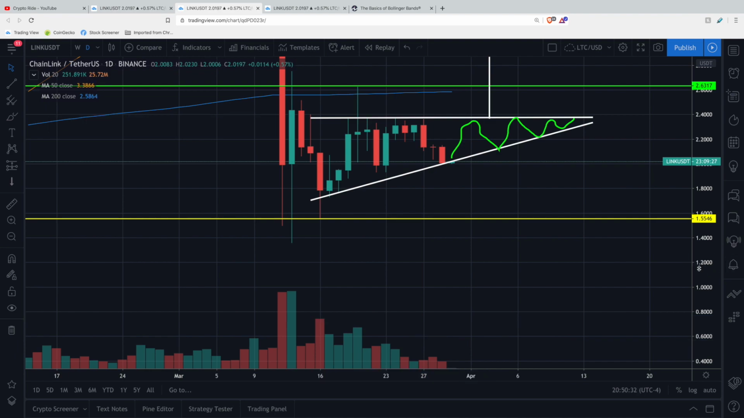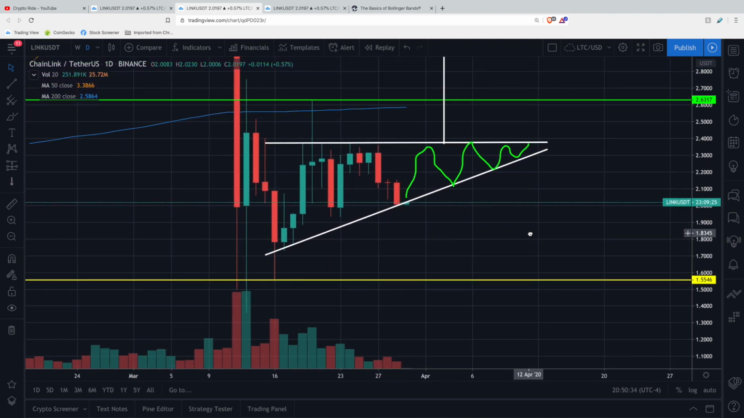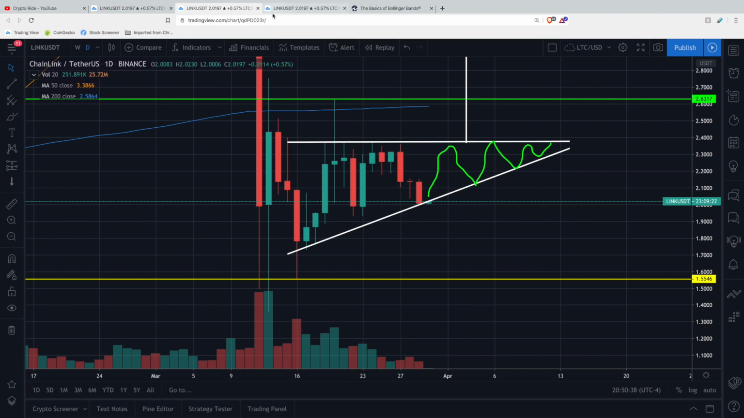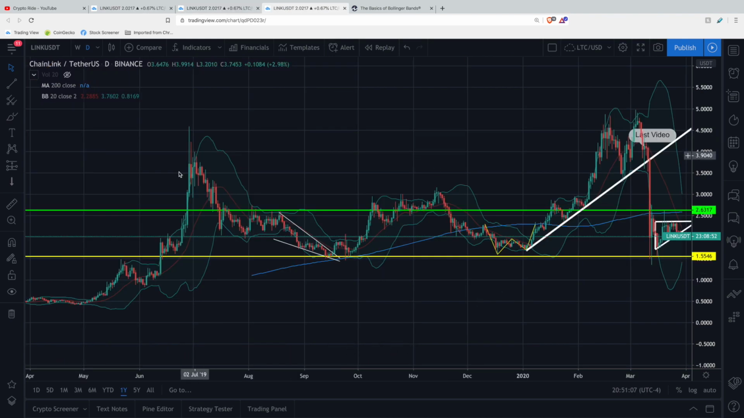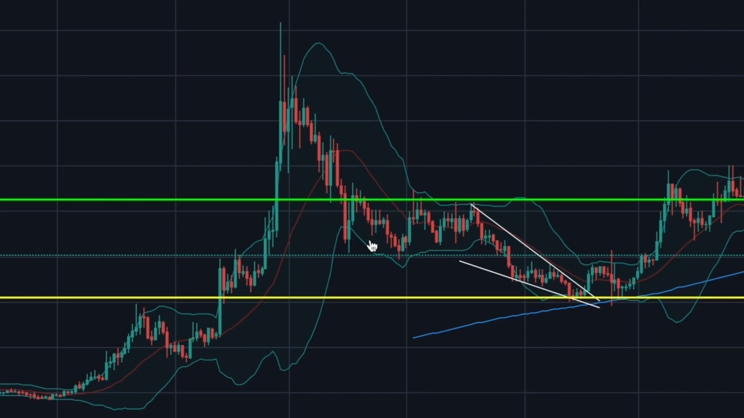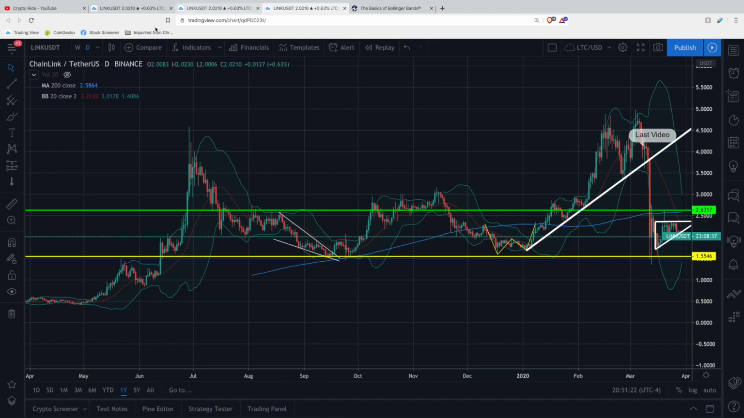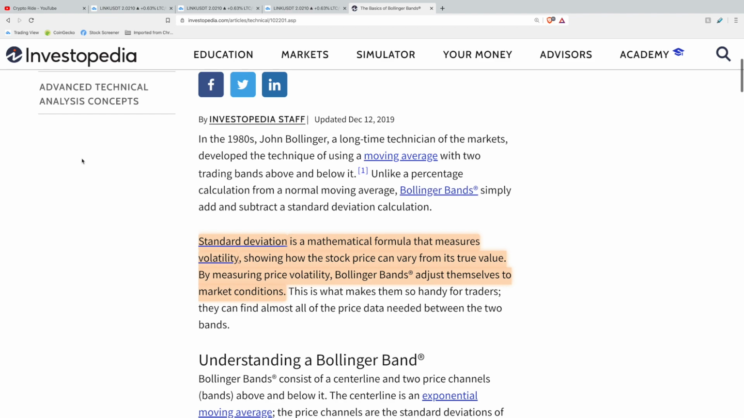I just want to kind of tell you what the possibilities would be, and you can use that information however you'd like. Now, if we look at the last year of price action on the Chainlink chart, I just want to draw something to your attention. And first of all, I want to talk about how we're looking at these Bollinger Bands. So this green, red, and green line, that's expanding and contracting here, these are called Bollinger Bands, which is one of your indicators. This was developed in the 80s by John Bollinger. And basically, he developed a technique of using a moving average with 2 trading bands above and below it.